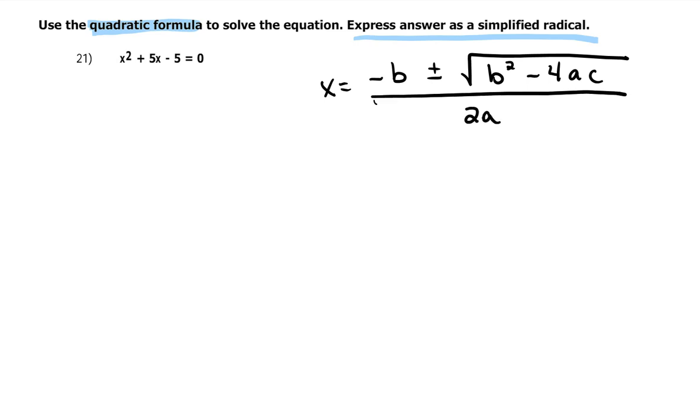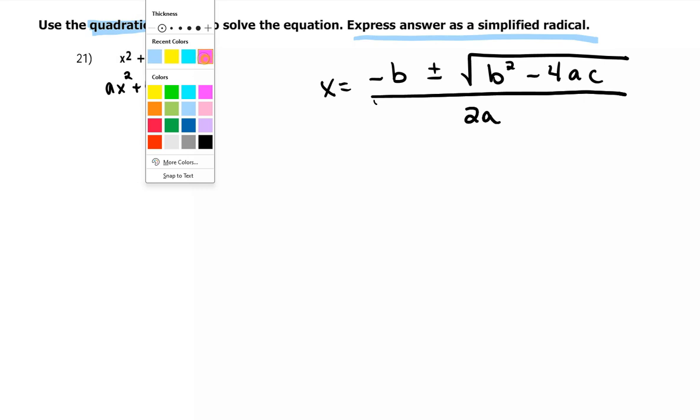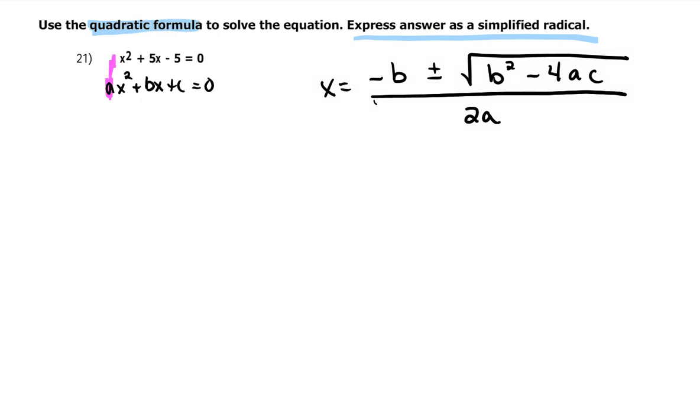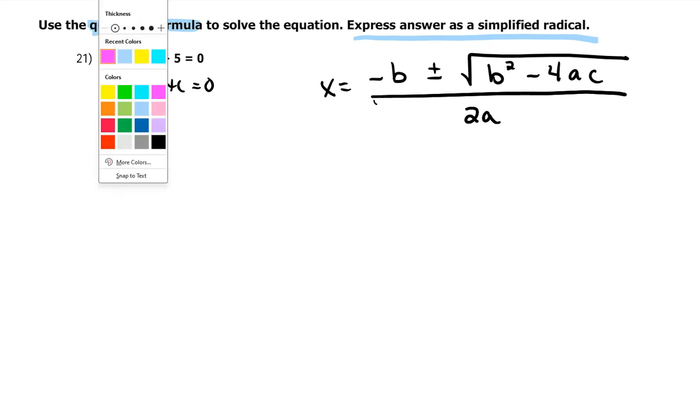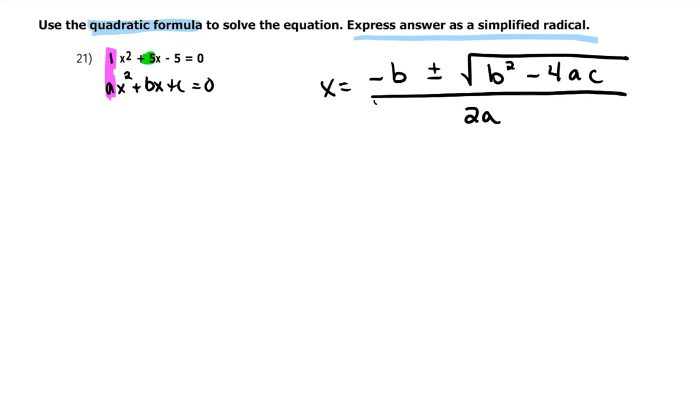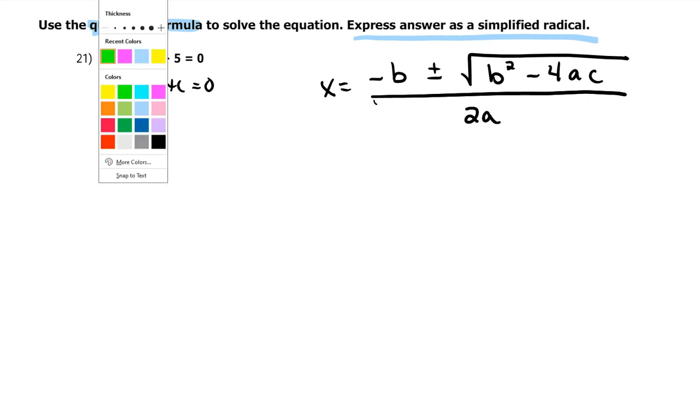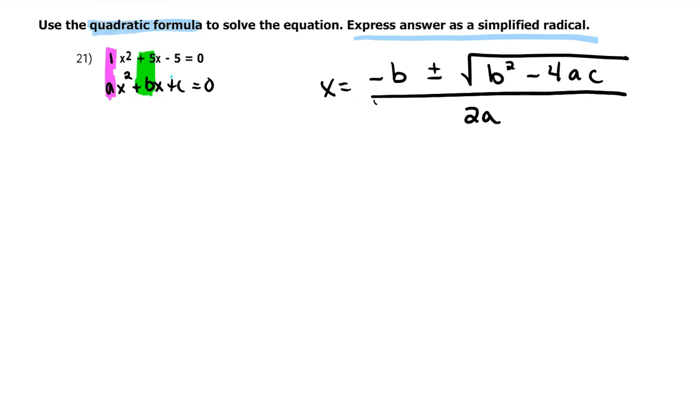And then when I look at this thing, it is in the ax squared plus bx plus c equals 0 form. And a is right here, which would be the invisible 1. And then b, this is your b right here. So b is the positive 5. And c is right here, and that would be the negative 5.